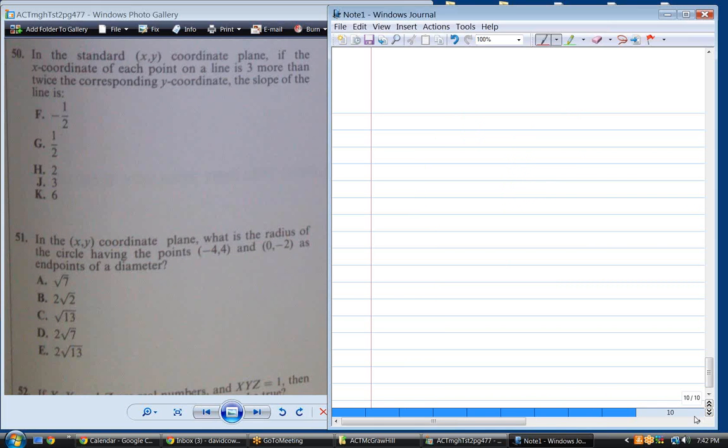All right. If the x-coordinate of each point on a line is 3 more than twice the corresponding y-coordinate, what is the slope? 2.